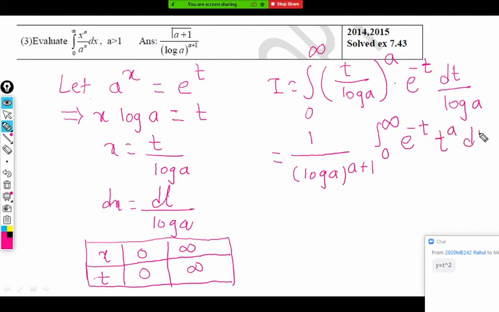And what is the value of the integral now? Gamma a plus 1. Correct. It is gamma a plus 1 divided by log a raised to a plus 1, and that is the end of the question. So we don't know the value of a.